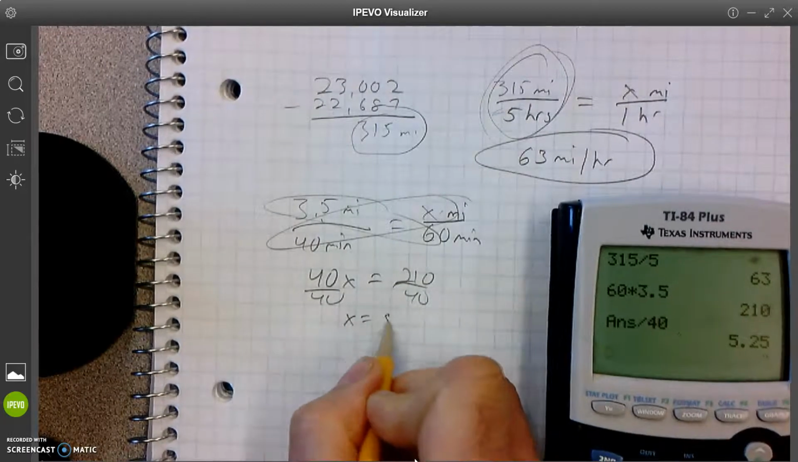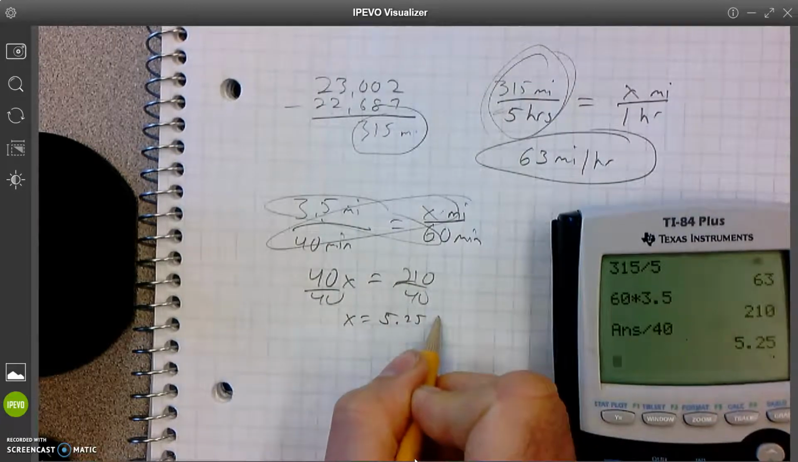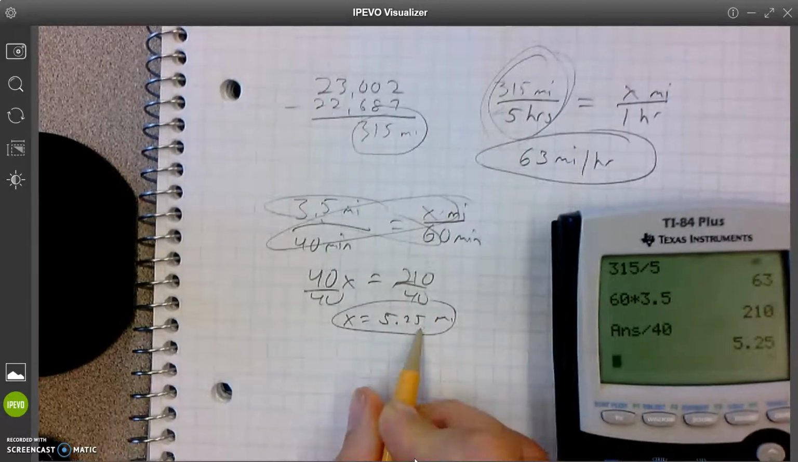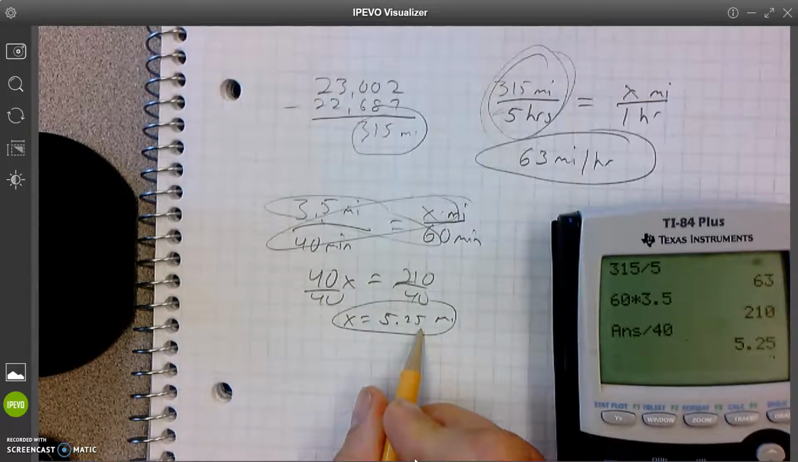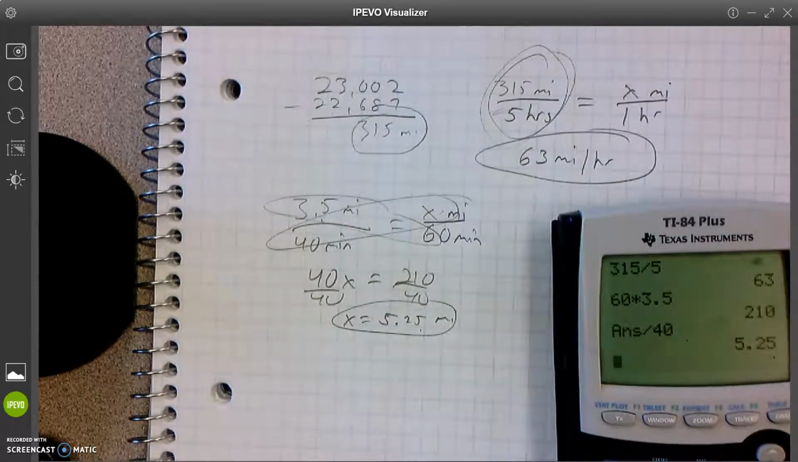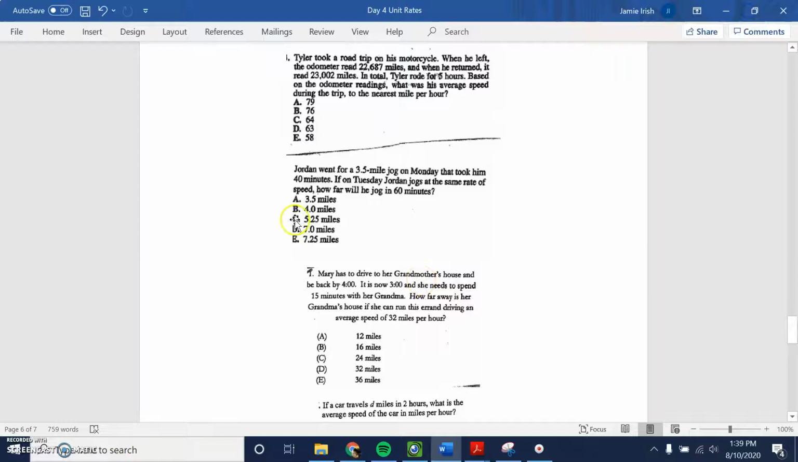So x is 5.25 miles. So if he went the same rate, he'd go 5.25 miles. So that would be what we get, C, for the second one. All right, next one. Not as easy. This one's tough. Let's see if you got this.